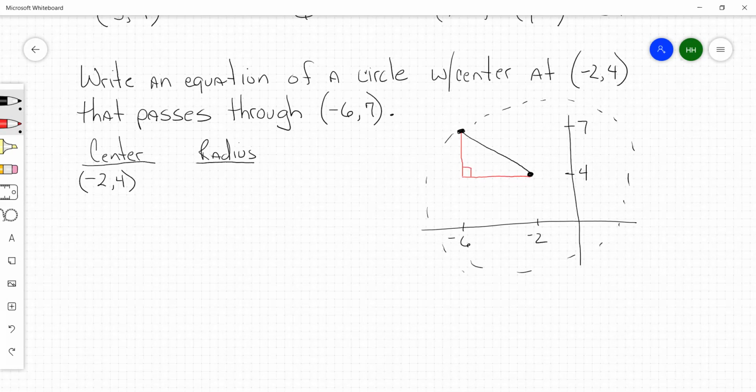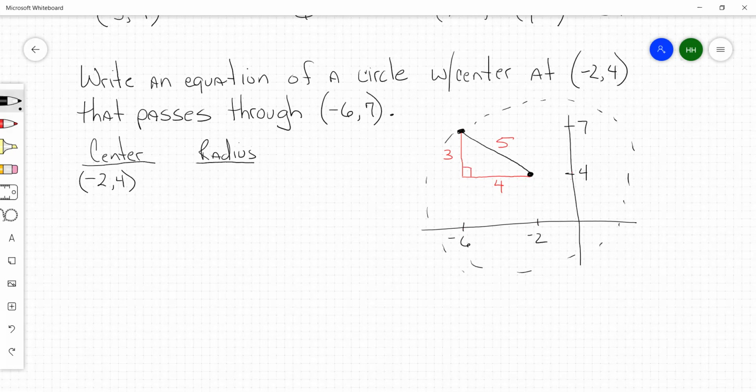And what's this vertical leg? What's the length of it? It goes from 4 to 7. It's 3. See this horizontal leg? It goes from -6 to -2, so it's 4. Have you guys figured out, if two legs of a right triangle are 3 and 4, what's the third side? It's 5.